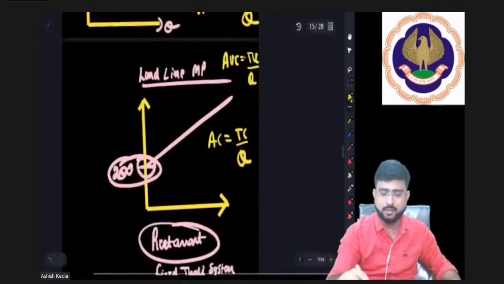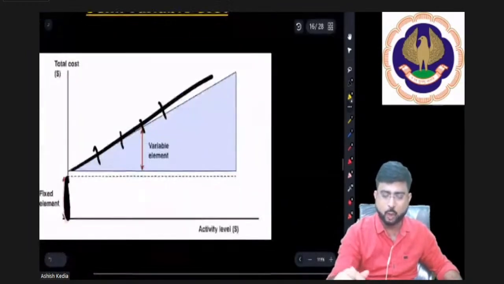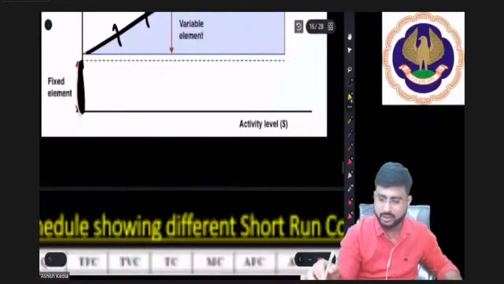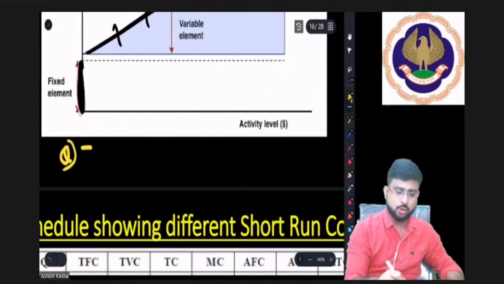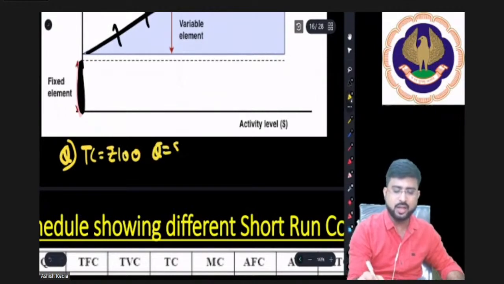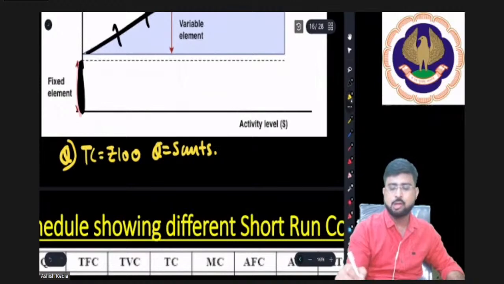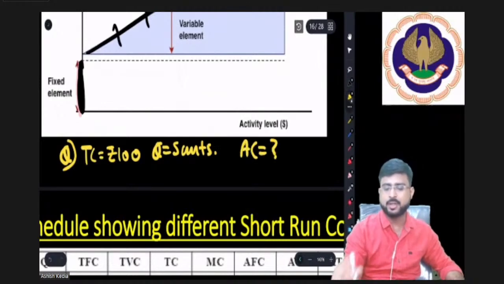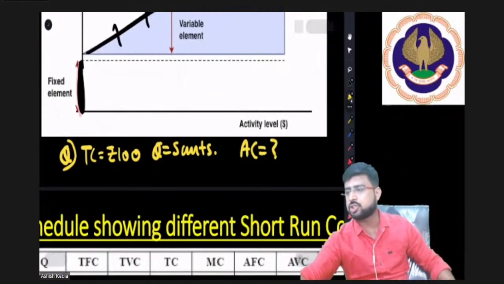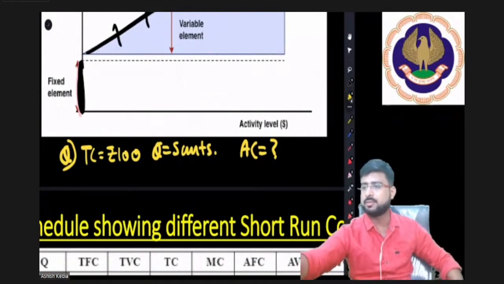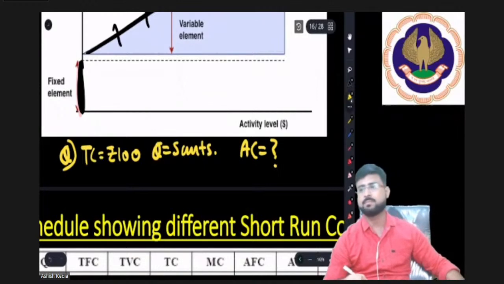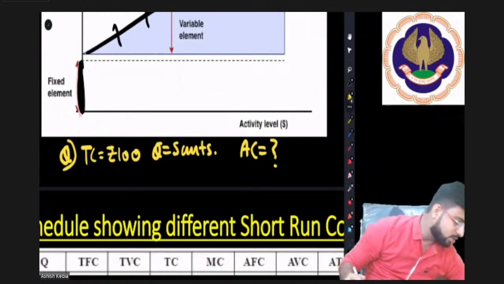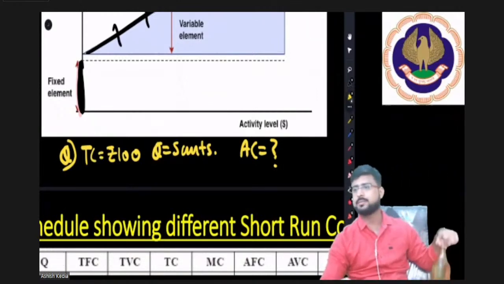Okay, let me give you an MCQ question to find out whether you people have understood it or not. Total cost is rupees 100. Quantity is 5 units. What is the average cost? Come on, everybody, tell me. What do you think is the average cost, everyone?